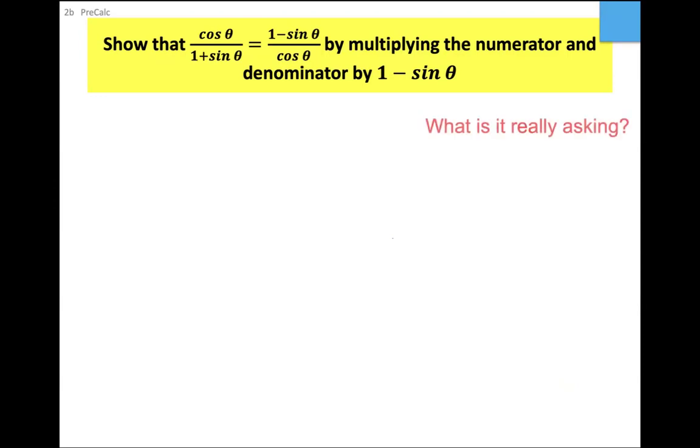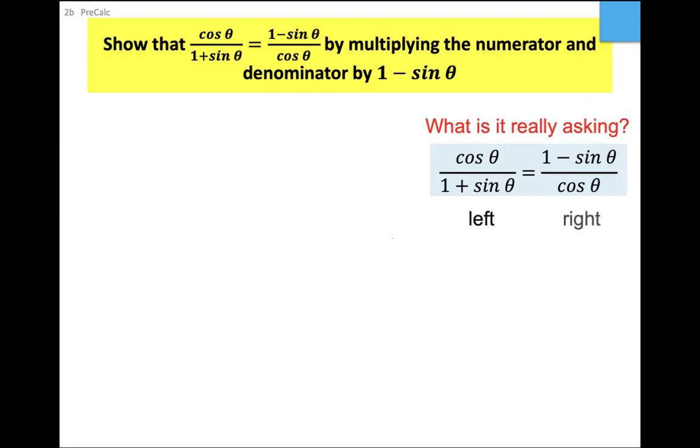So what is this really asking us? What it's asking us to do is to show that the left side of that equation equals the right side of the equation. And it tells us how to do it. It says multiply the top and the bottom, the numerator and the denominator, by 1 minus sine theta. So I need to show that the left side equals the right side.